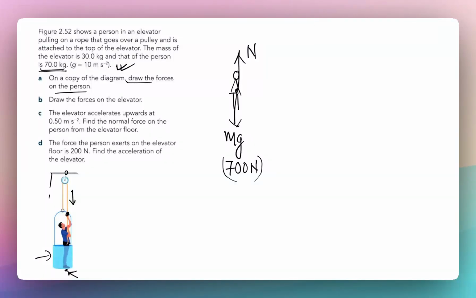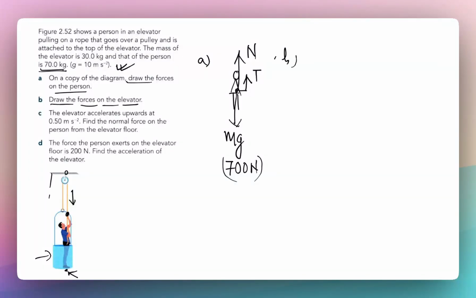Second, he is pulling the string, so he is going to get another tension force, right? Like that. So he'll pull and the string is going to pull him upward. These are the only three forces which are going to act on the man: the normal reaction from the bottom of the elevator, the tension force, and mg. Okay. Now part B, draw the forces on the elevator.